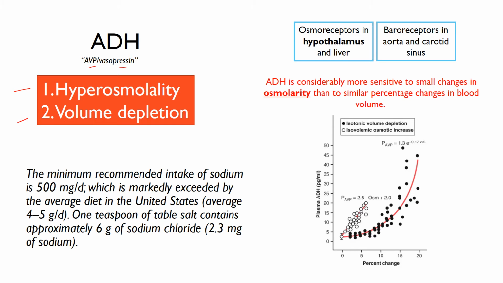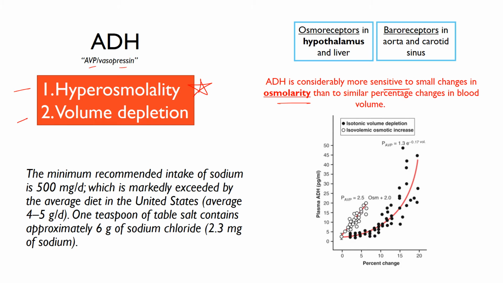Of these two things, it is the hyperosmolality that is more sensitive to the release of ADH than volume depletion. And that's because if you think about it, osmolality is very important in terms of maintaining electrical conductivity in the brain and the heart and all these areas, whereas volume depletion, you can get by being dehydrated for a while. But if you have a change in osmolality, that can have some pretty big impacts on the body. Therefore, we say the ADH is more sensitive to small changes in osmolality, or I wrote osmolarity here, but it's osmolality. It's more sensitive to that than it is to similar percent changes in blood volume.